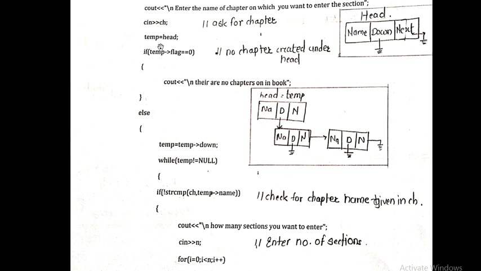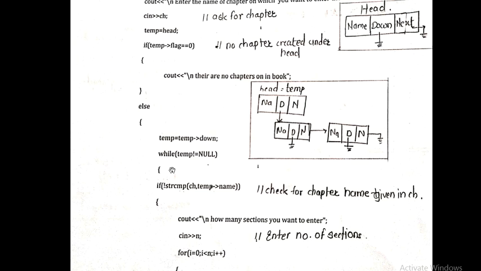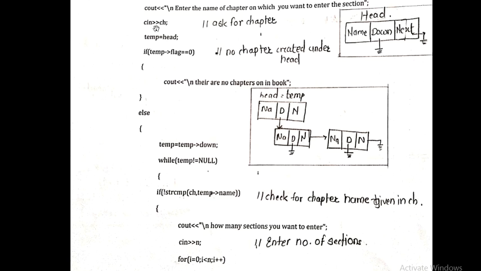So what we have to do is move toward the chapters now, because my temp is at the head node now, and I have to move toward down. Down means I will say temp of down is equal to temp. Now this is my temp. The second level, that is the chapter, will be temp. So this node will be the temp node. Now I will check, while temp is not equal to null, I will search for the chapter name which is entered by the user, that is ch.